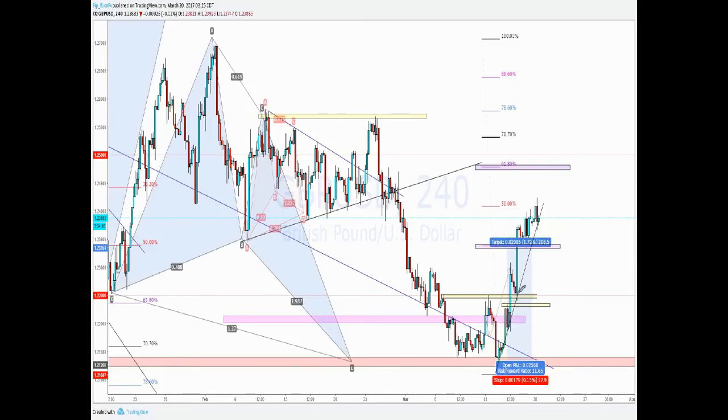Just wait for the pullback before even thinking about buying again. Okay, so very simple, guys. That's a butterfly pattern. Okay, next slide. I'm just showing you guys this because everything I told you to study is gonna pay off.